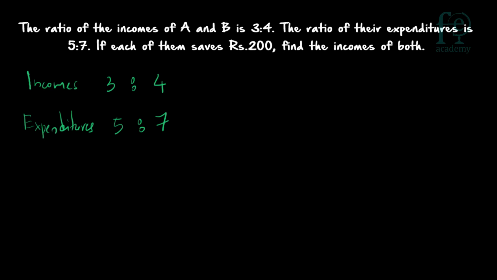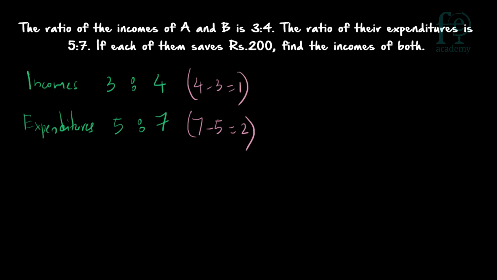So what is the first step? You have to find out the difference between the antecedent and the consequent in both the initial ratio and the final ratio. So what will be your difference here? The difference between the antecedent and consequent is equal to 7 minus 5 is equal to 2. In your incomes, what is the difference? 4 minus 3 is equal to 1. The difference is not the same.